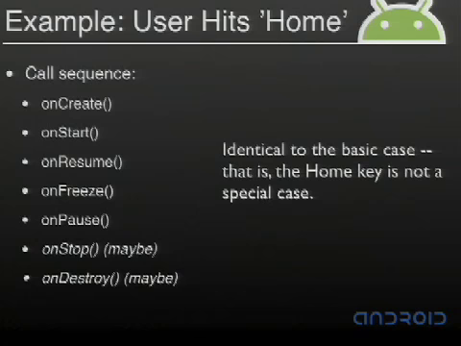So the next example is what happens when the user hits home. Well, if you look at this and then you compare it to the previous example, they're identical. And that's the point that I want to make with this slide. The home screen is just an activity. It's not a special case in terms of the life cycle. Nothing magical happens when the home screen appears versus, say, when the user starts another application.